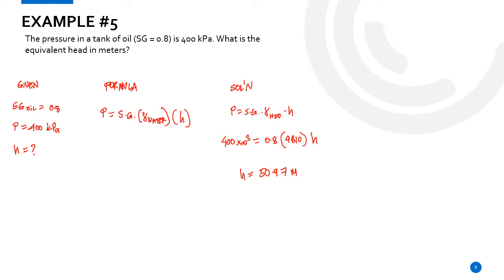So the specific weight of water is equal to 9810 newton per cubic meter. If it is in pounds, it is 62.4 pounds per cubic foot. Okay? So remember that.